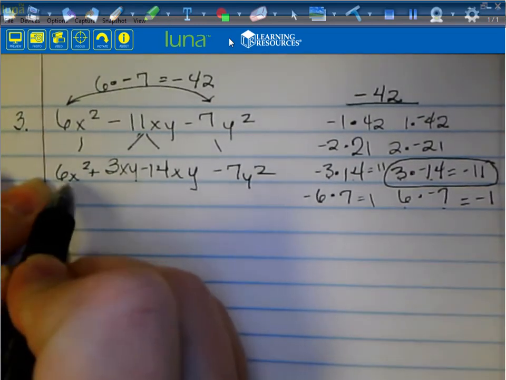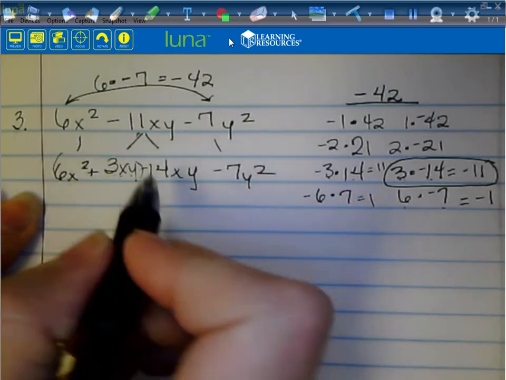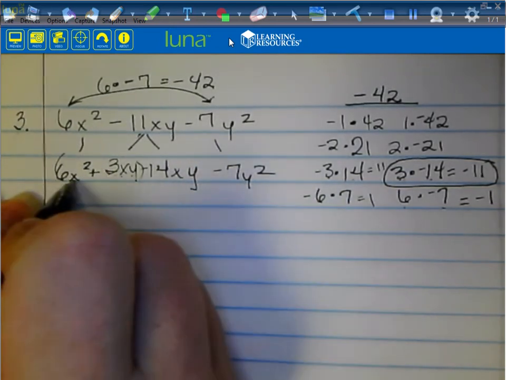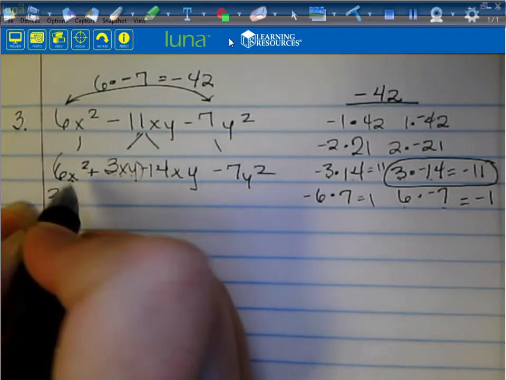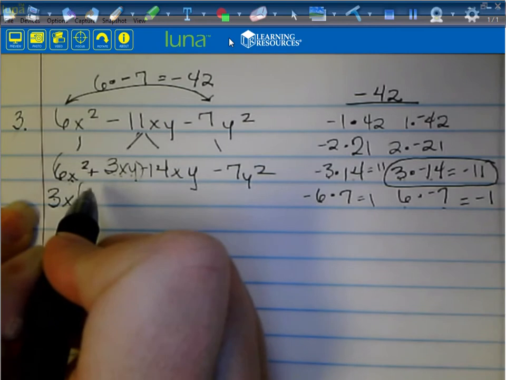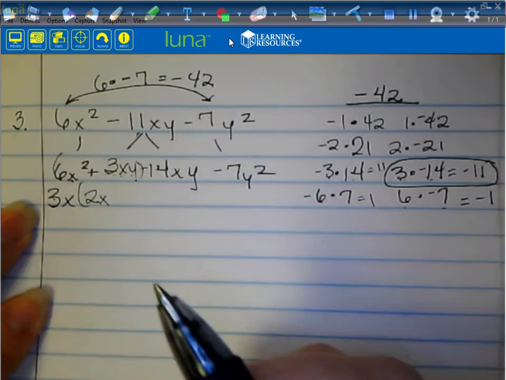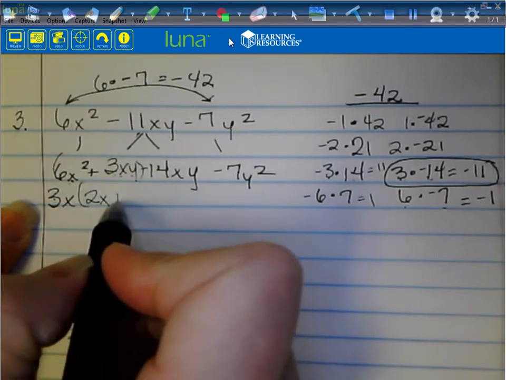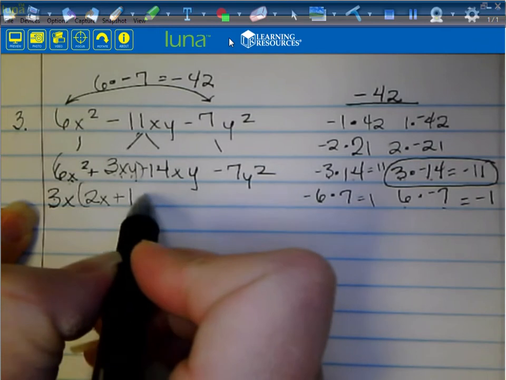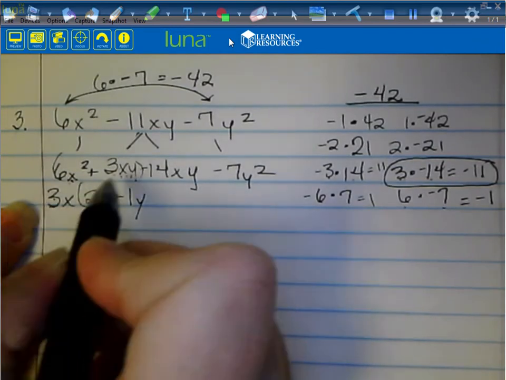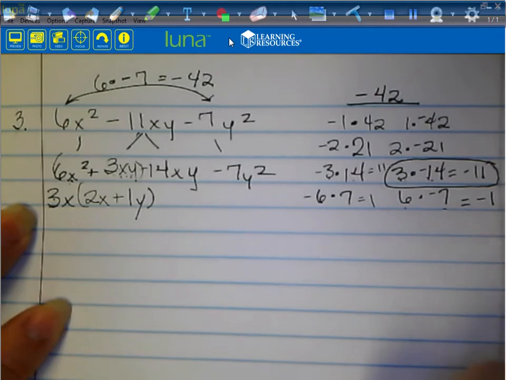I have 6x squared and 3xy in my first group here, and I can factor out a 3 from the 6 and the 3, and I can factor out an x from my x squared and my xy. So I'm going to pull out a 3x. 6 divided by 3 is going to give me 2. x divided by x is going to give me x. 3 divided by 3 is going to give me 1. xy divided by x: I had 1x and I took it away, so now I'm just left with the y.